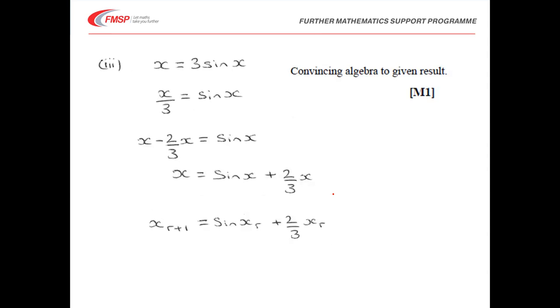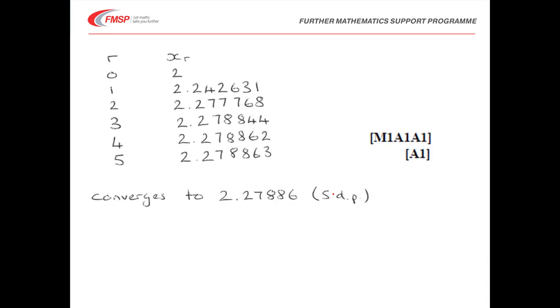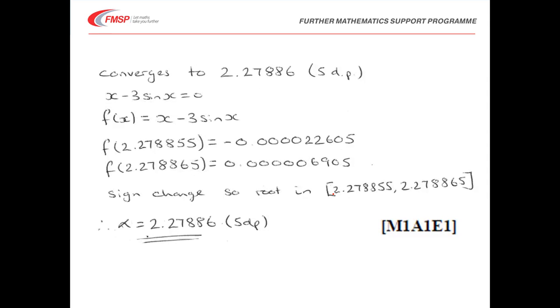Then, for that rearrangement, any convincing algebra gives you a method mark. You get 1 method mark for again doing your repeated iterations, an answer mark for each of a couple of lines of correct calculation, and then an answer mark for the correct value to 5 decimal places. For doing a sign change, you get 1 for the method that you use, one for the answers, which will be the substitutions that you do, and then one for that explanation that says that's why it's got a root in that, so it must be that to 5 decimal places.